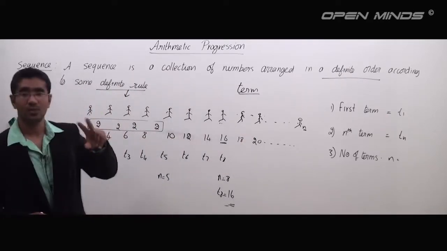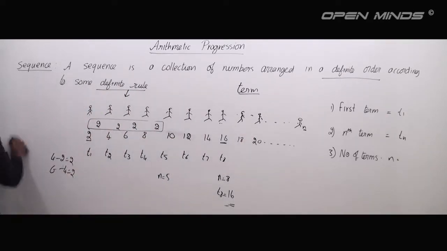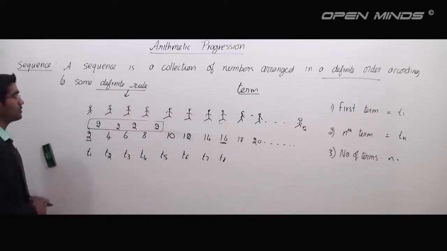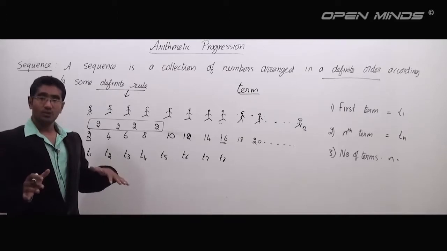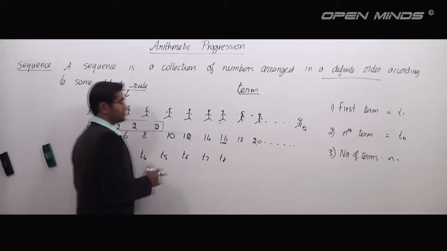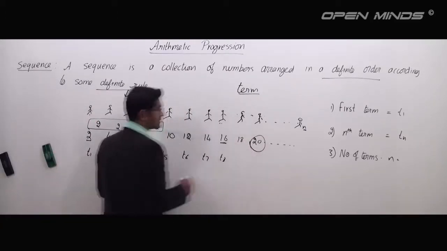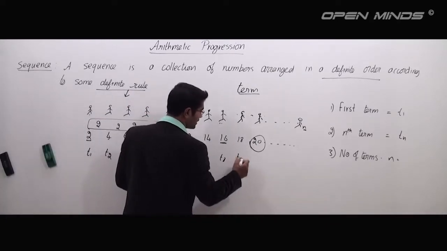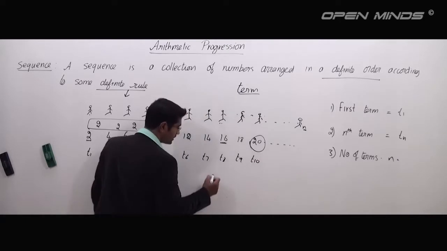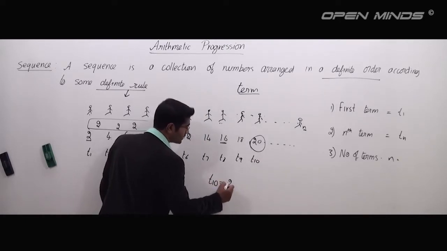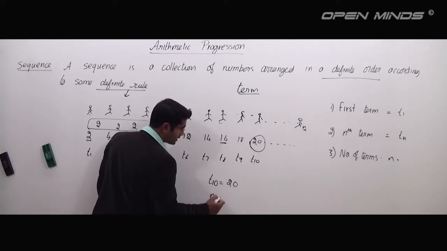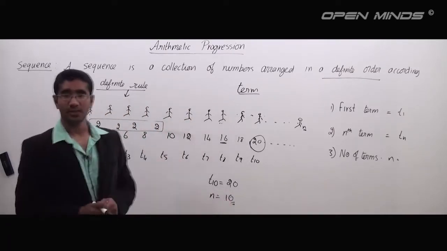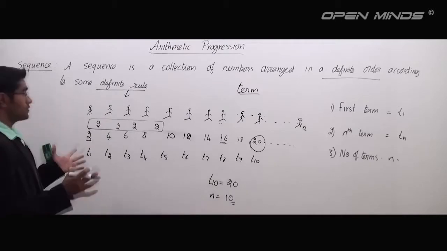So there are two things to understand here: the definite rule and the order he's talking about. Good enough. We also understood what is the value of a particular term. Let's say this guy. Which position does he stand in? Counting T9 and T10, I can say the value of the 10th guy is 20, and he stands in the 10th position. So that's how the understanding of this is. Very simple. Now let's go ahead.